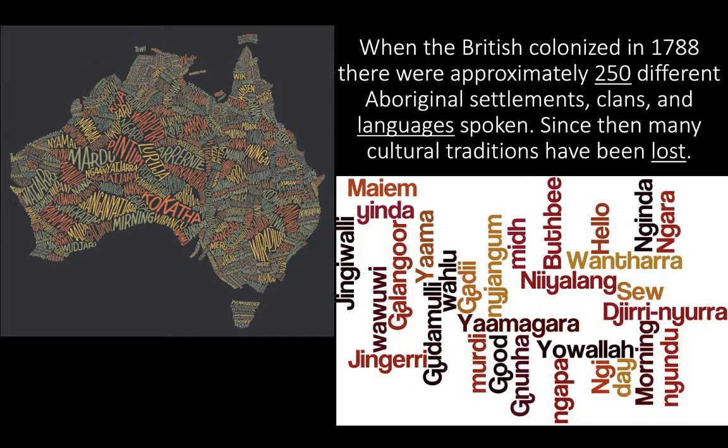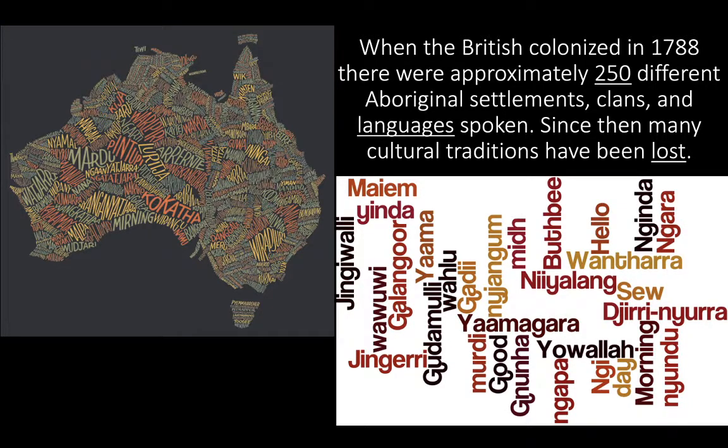So when the British colonized Australia in 1788, there were estimated to be anywhere from 250 to even maybe 300 different Aboriginal settlements, family clans, tribes, things like that. And at least 250 languages have been documented. And unfortunately, most of those have since been lost.